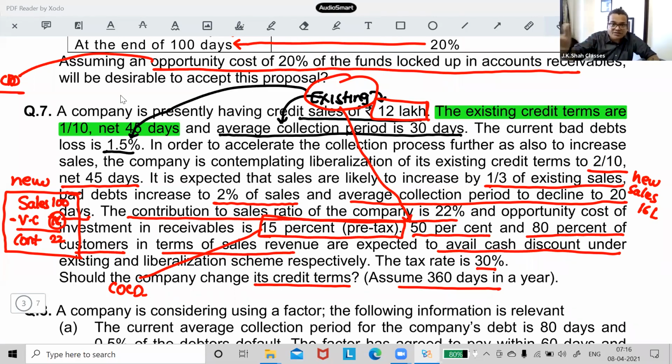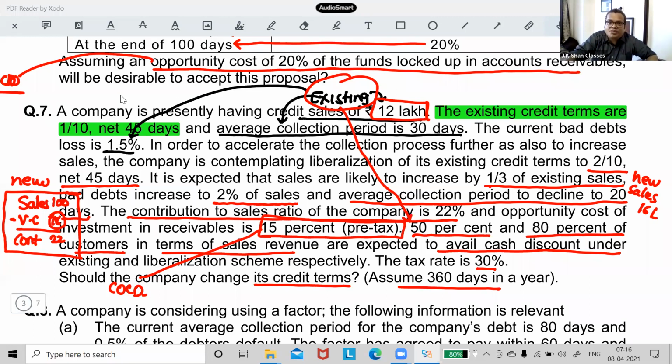1%, 1 by 10, net 45. No. So the discount in the first plan is how much percent? 1%. See, you should always ask the doubts. Your doubts are welcome. But before doing that, you should read the question carefully along with me. When you people ask something like this, it's very painful to tell you that you missed. See, some new point crops up.